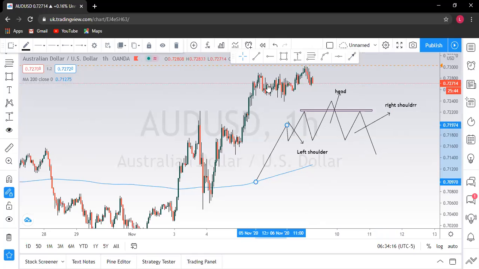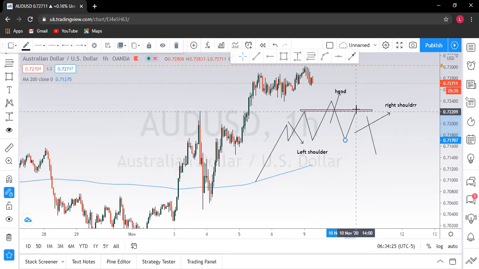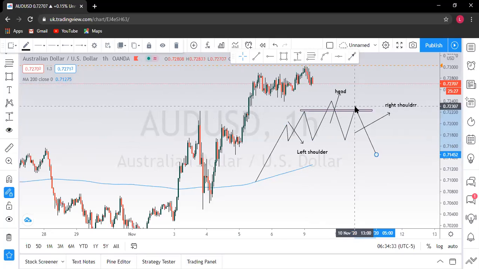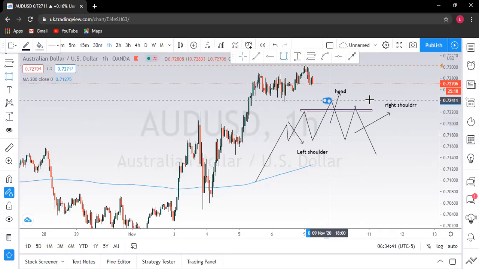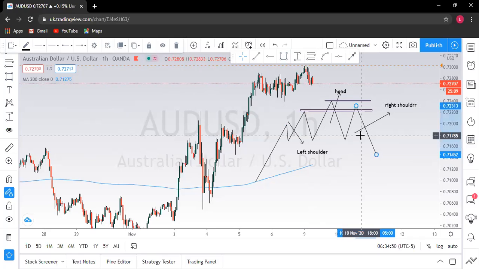Then there are other ways in which this can be formed as well. This right shoulder can sometimes be manipulated, which means it could be higher than the previous left shoulder. It could be higher than it, but the thing about it is that it must not close above the head. This is the head. It must not close above the head. If it should close above the head, that invalidates the fact that the market is about to make a U-turn, or that the trend is about to reverse. So that is how it actually works.